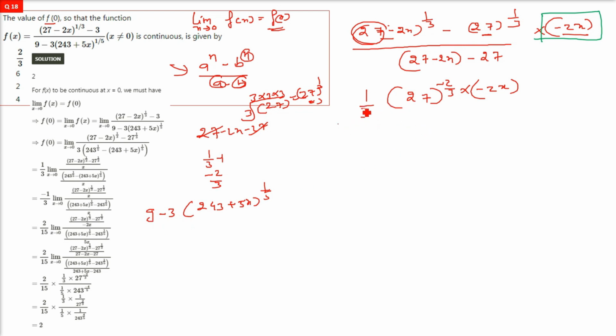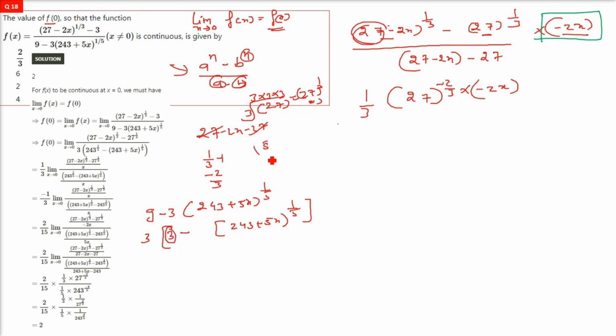So we are dealing with the denominator, and since we have 1 by 5 as the power, and we need something of the sort a raised n minus b raised n, I am taking 3 common here. We have 3 inside, 3 has already been taken. So only 243 plus 5x raised to the power 1 by 5. Now we have b raised to the power n.